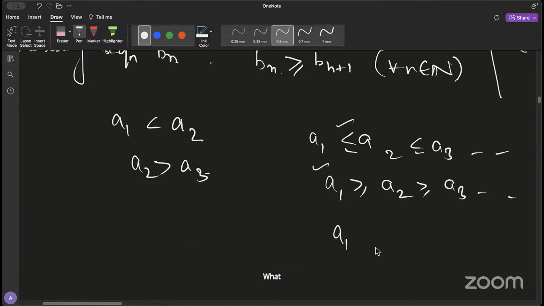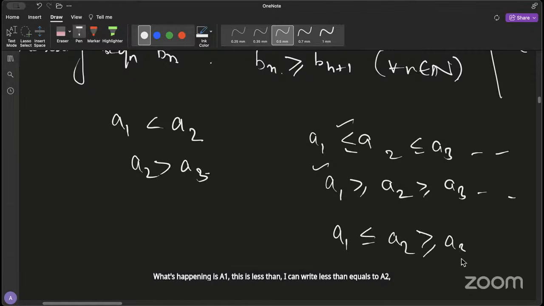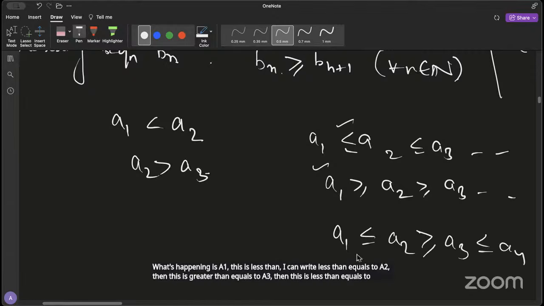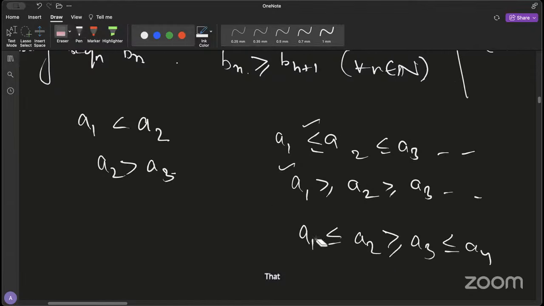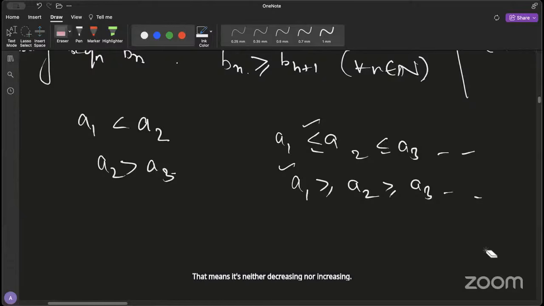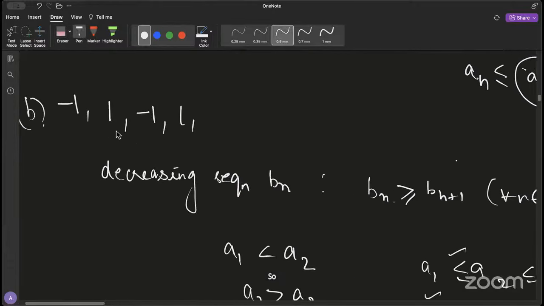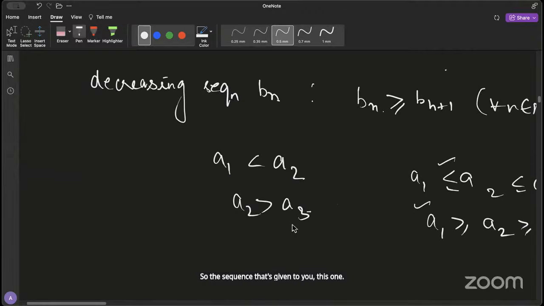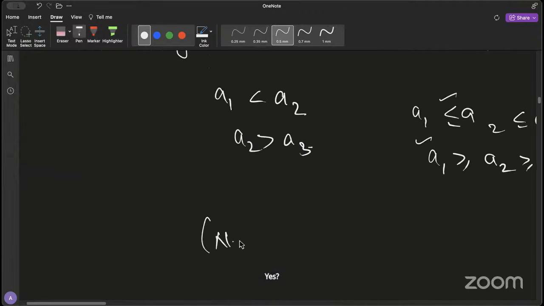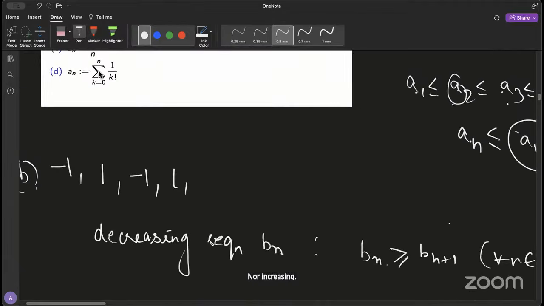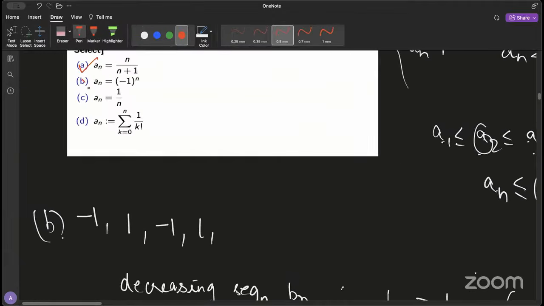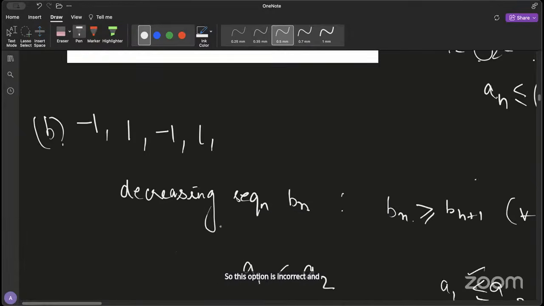What's happening is A1 is less than, I can write less than or equal to, A2, then this is greater than or equal to A3, then this is less than or equal to A4. That means it's neither decreasing nor increasing. So the sequence that's given to you, this one, is neither decreasing nor increasing. This option is incorrect.